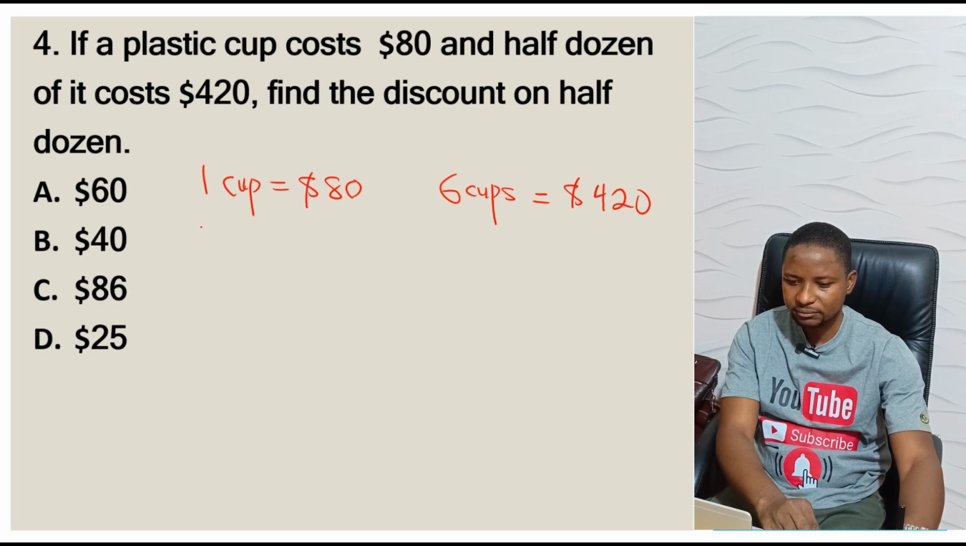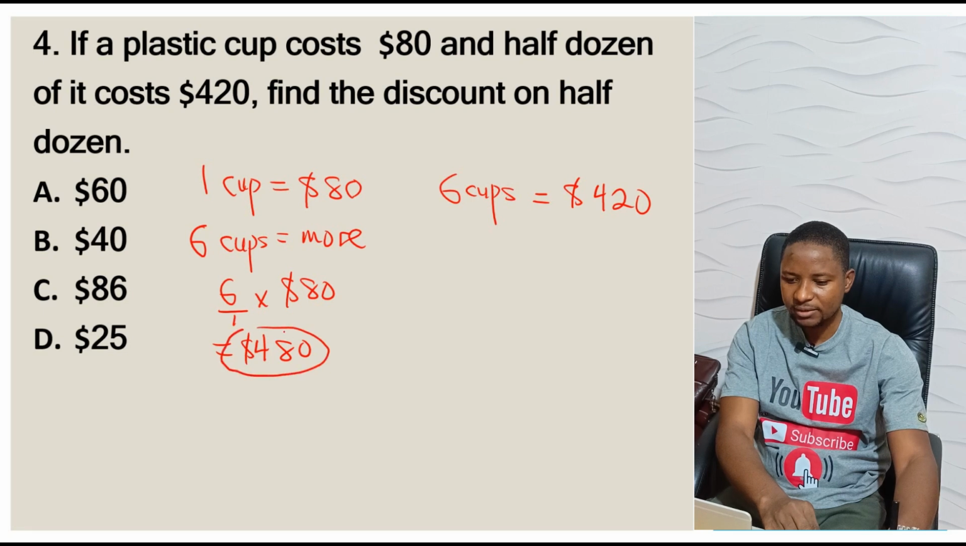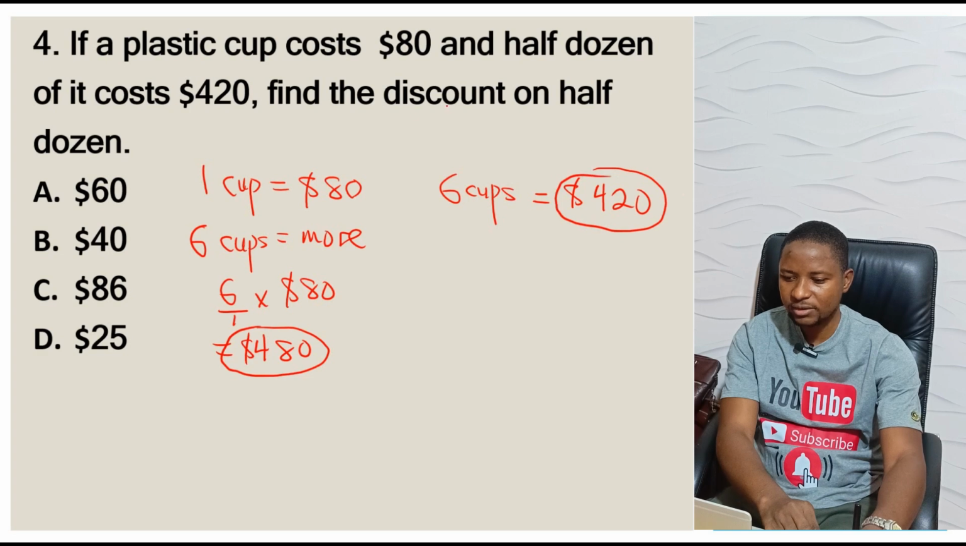So for someone who is buying them one by one, let's calculate what the person will end up paying for 6 cups. Definitely we know it's more. 6 times $80, and that will give you 6 times 8, that's 48. So you have $480. So buying them singly you pay $480, then buying in half dozen you pay $420.